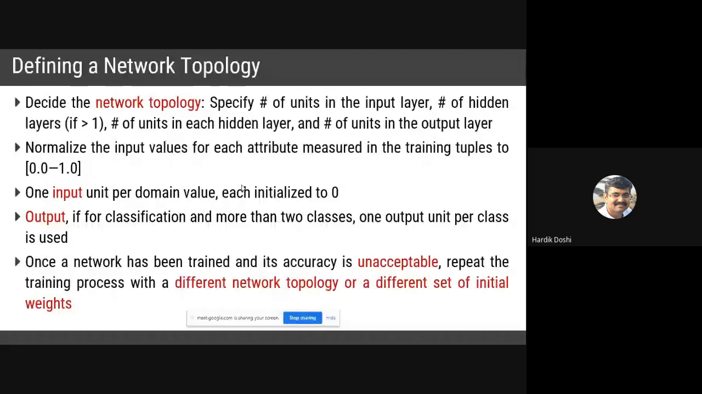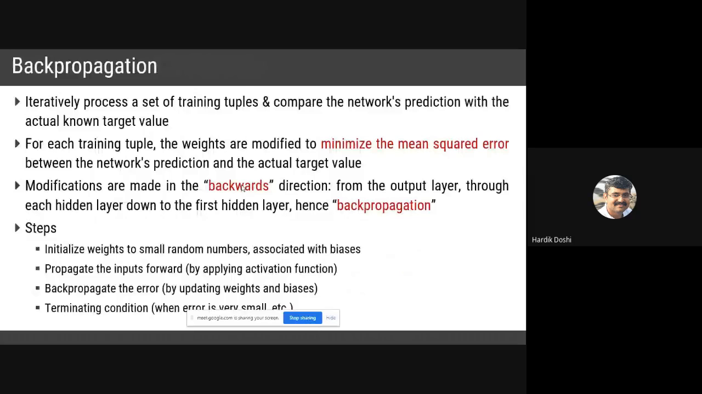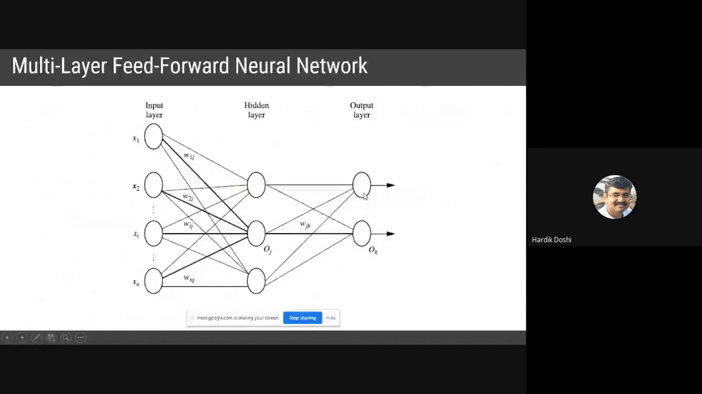Fine. So let's see the neural network. Back propagation is a method; I'll come to this part later, but this is your neural network. This is a multi-layer feed-forward neural network. There are many more types of neural networks, but out of which we will be taking multi-layer feed-forward.